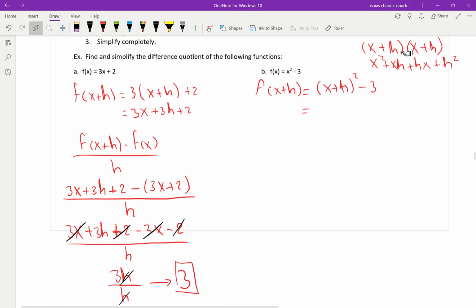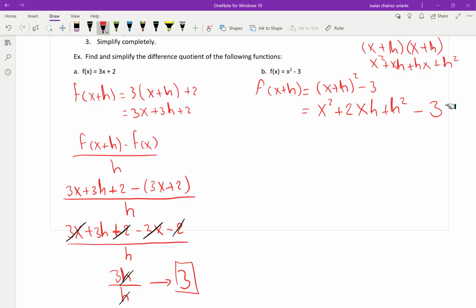So there's 2 of these ones. So then the simplified form here looks something like this: x squared plus 2xh plus h squared. And then let me not forget minus 3. So far all I've done is figure out what is f of x plus h. So I replace my x with x plus h. Alright, I got this weird looking expression here now. Now let me plug things into the difference quotient.